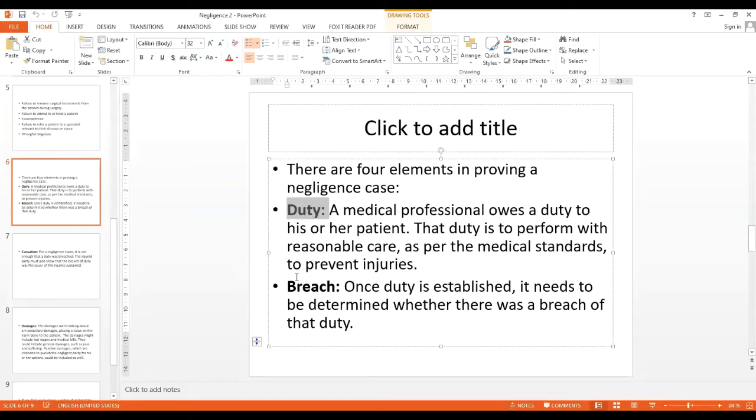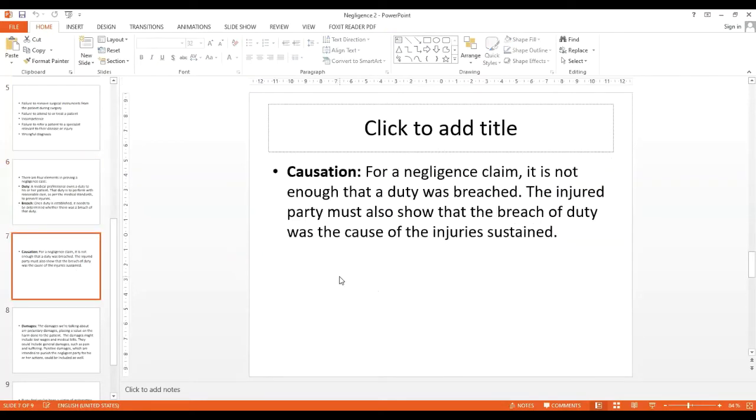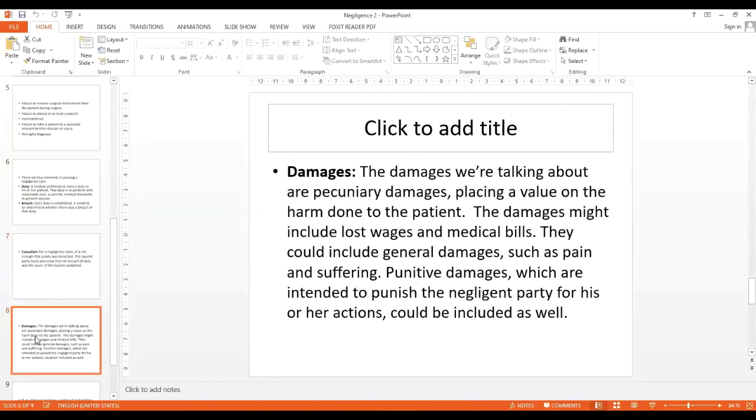D2 is for the breach. Once duty is established, it needs to be determined whether there was a breach of the duty. Here there is a third D, causation, for a negligence claim. It is not enough that a duty was breached. The injured party must also show that the breach of duty was the cause of the injuries sustained. Then there is damage. This is the 4th D.